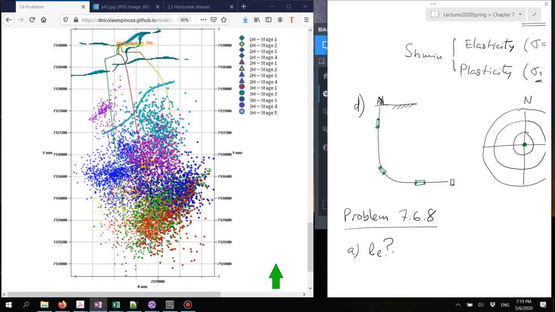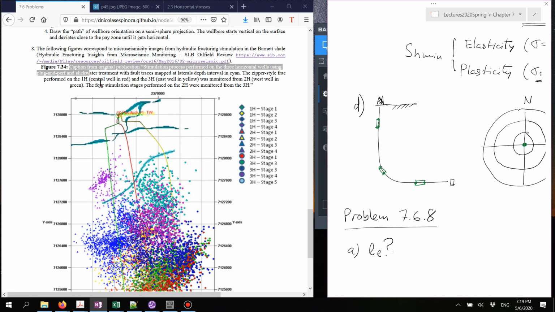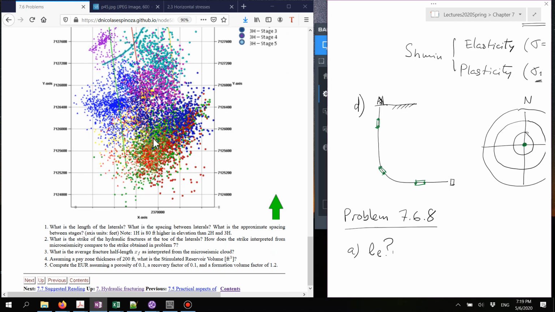Wellbore 1H, which is, let's see, which is 1H? 1H is the red one, is higher in elevation than 2H and 3H. So if you want to compute the actual spacing, not horizontal spacing, but absolute spacing in diagonal between each wellbore, you're going to have to use the Pythagoras rule in order to do that. But it is just geometry.